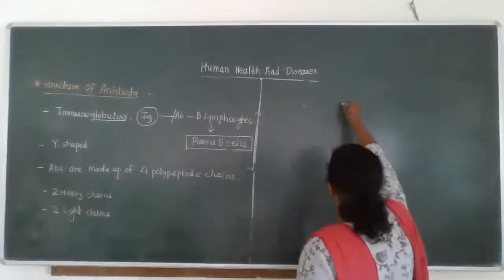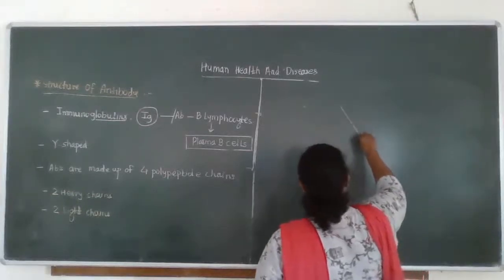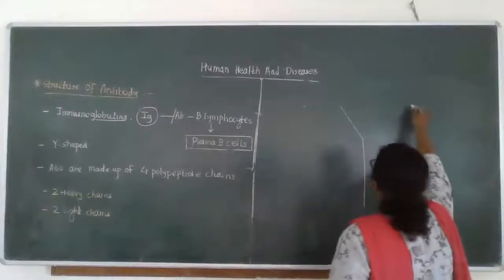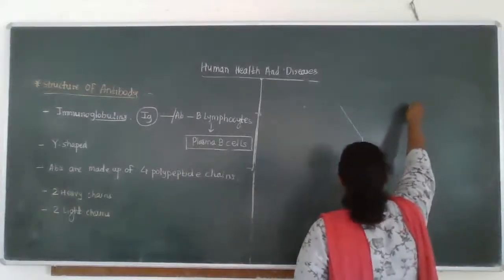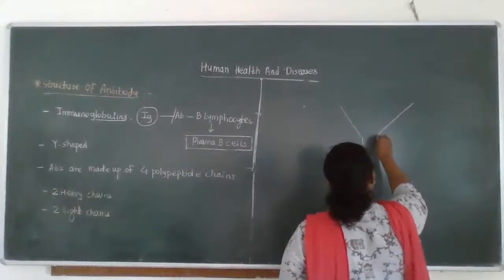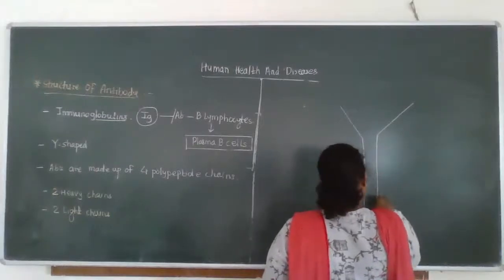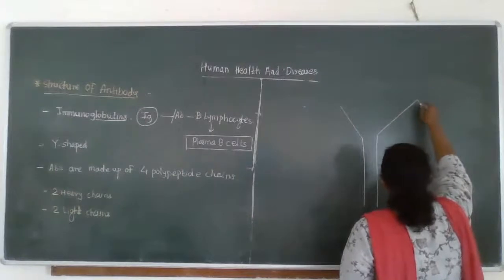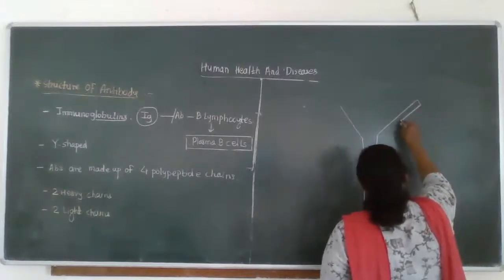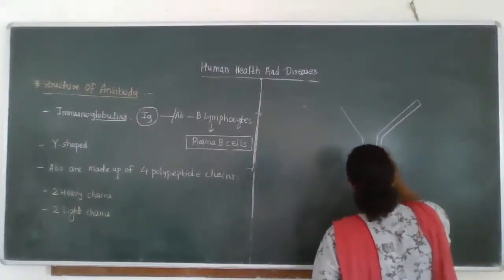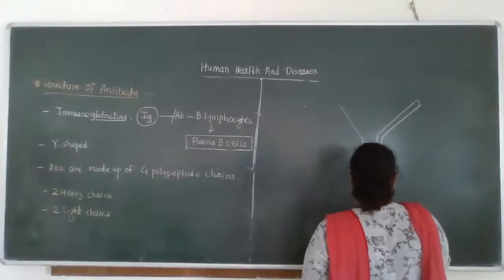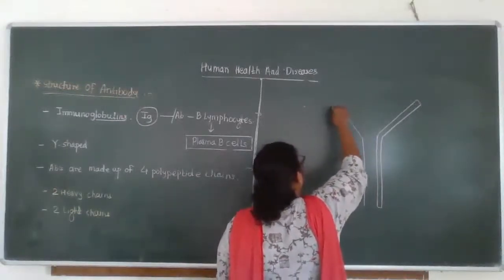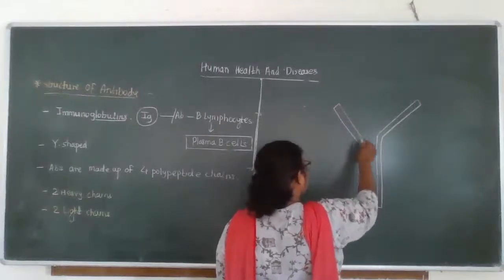So majority of the antibodies are Y-shaped. So the question can be asked for sketch and label. So you can just see the diagram how I am drawing, and you have to draw the diagram in your notebook also. So this is the Y-shaped structure.